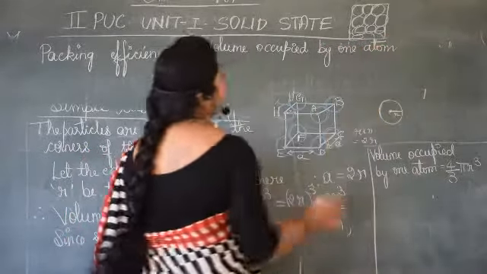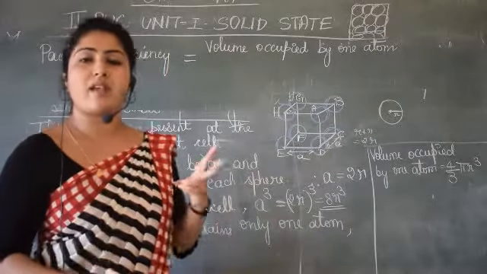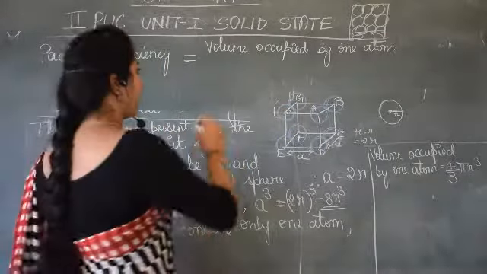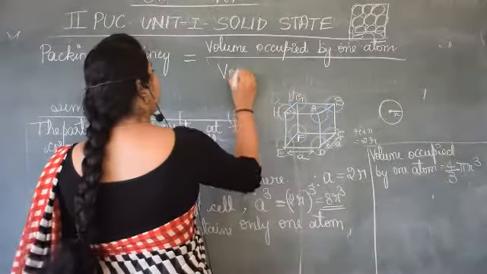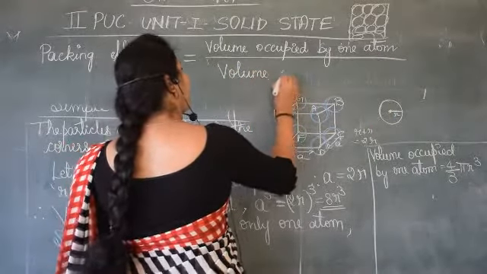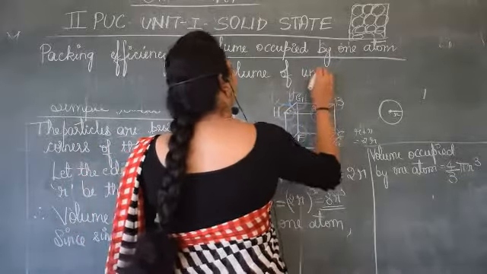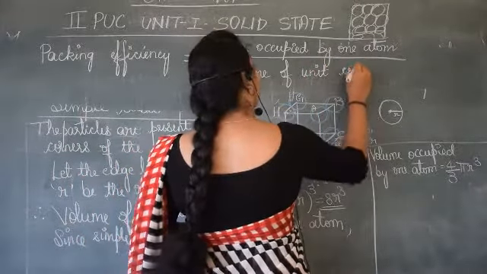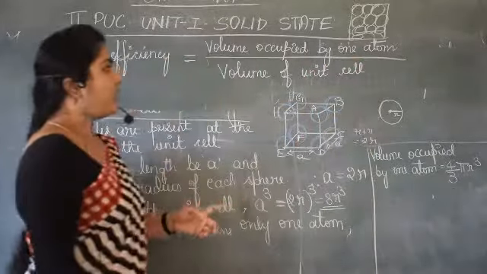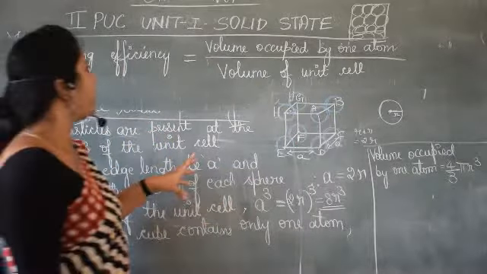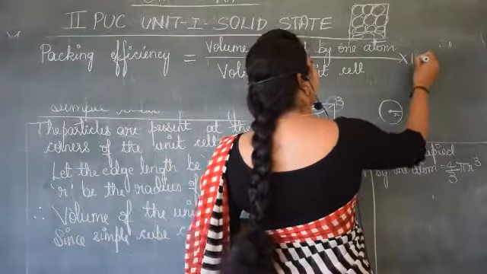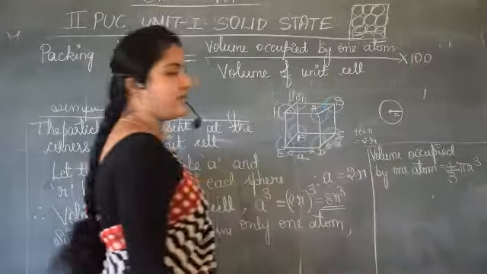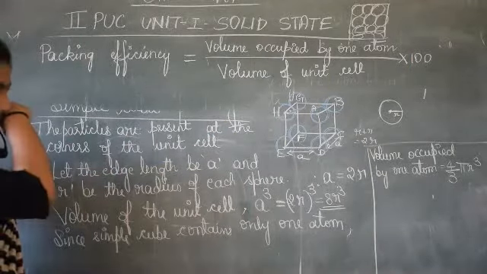If it is body centered, we mention 2 atoms. If it is face centered, we mention 4 atoms. Volume occupied by one atom by volume of unit cell we have calculated. That is why we were arriving at all those. So remember this formula. Since it is packing efficiency, we calculate it in percentage, into 100. Clear? So this was the formula.